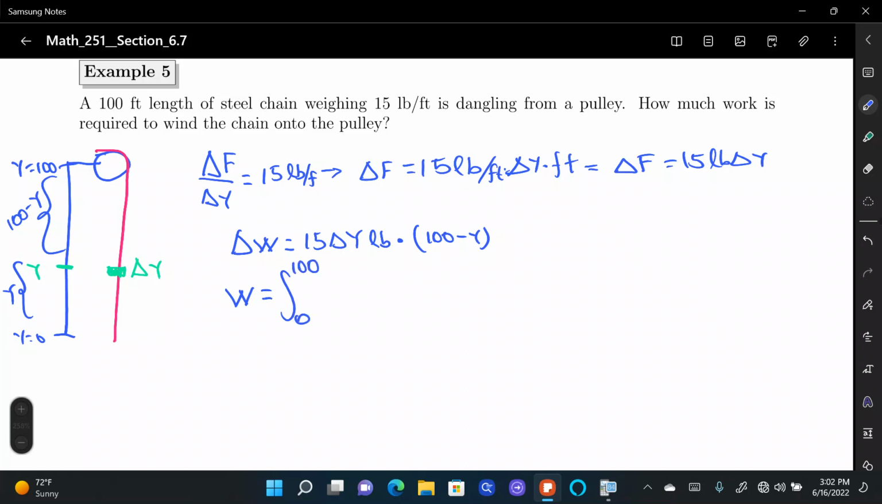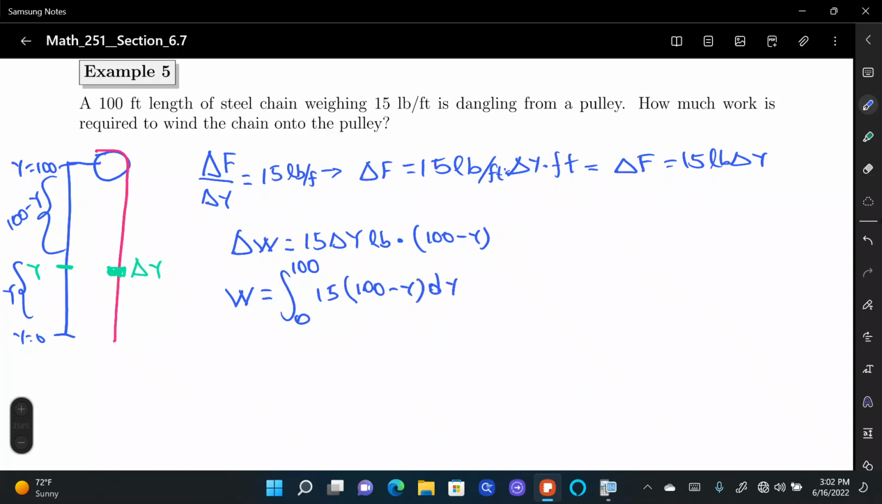Because they want to pull the entire amount of change. Otherwise, if they just want half of it, it would be the integral from 0 to 50. If they wanted only a quarter of the change to be pulled, well, from 0 to 25, or 3/4, depending on the length. And that's simply the integral of 15 times (100 minus y) dy.